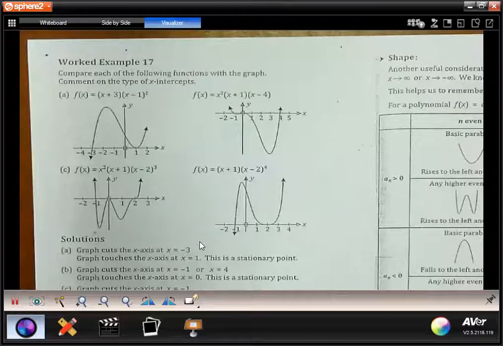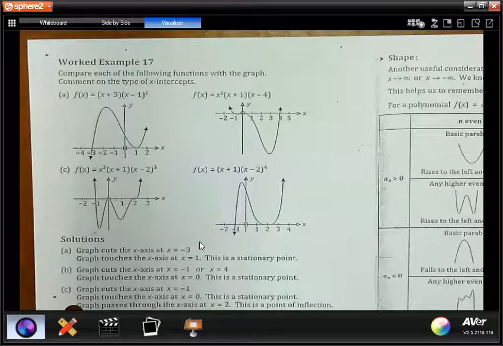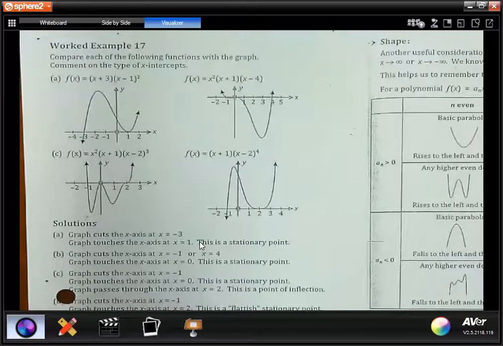And guys, this kind of seems a bit disjointed, but they are covering separate aspects of the graphs before putting them all together and having us draw them. So that's why we looked at the local maximum, minimum, point of inflection. Now we're going to look at the x-intercepts. So guys, you need to be able to draw those graphs, by the way. Not as bad as it looks. It's actually quite fun. I enjoy it.